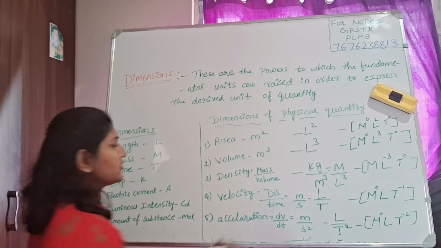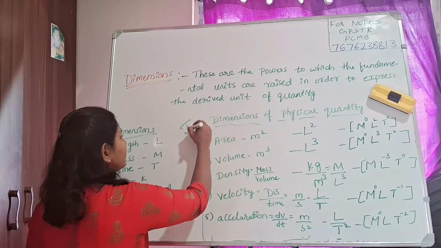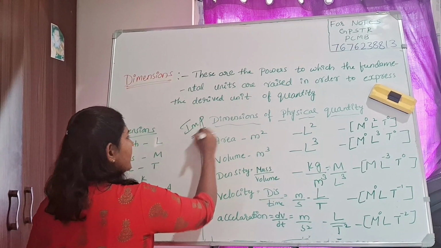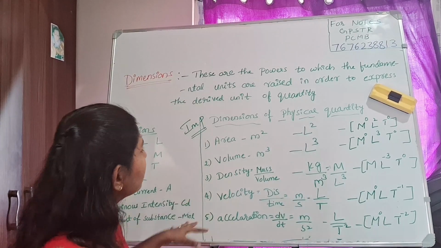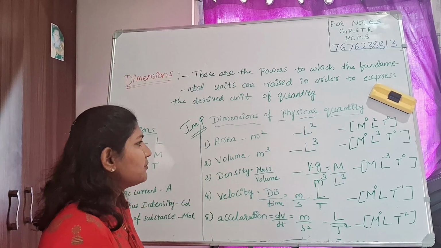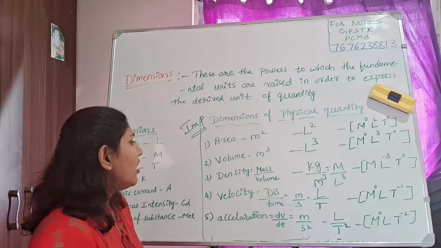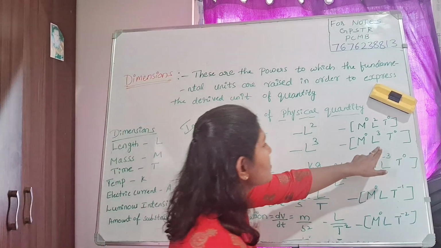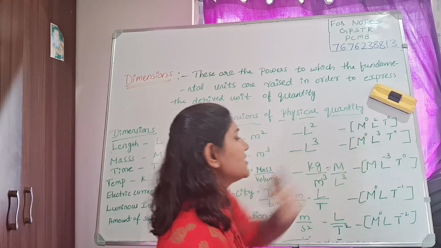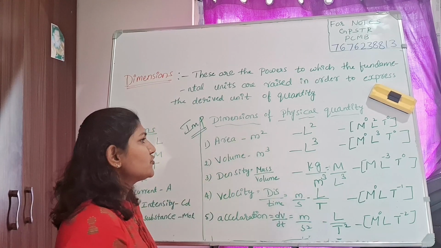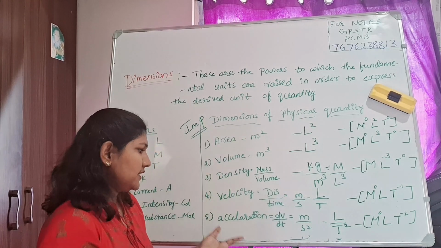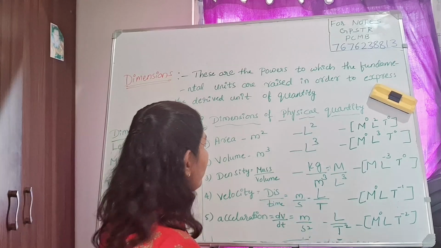So you have to write this. This is very important for this GPSTR exam. They will give questions like write the dimensions for area, or else they will give dimensions and ask you to write the derived quantity for those dimensions. So you should know the dimensions of all these physical quantities. I hope you understood this concept.